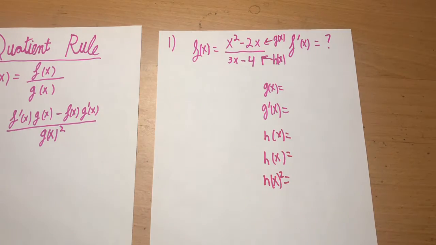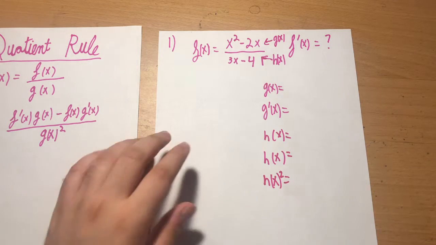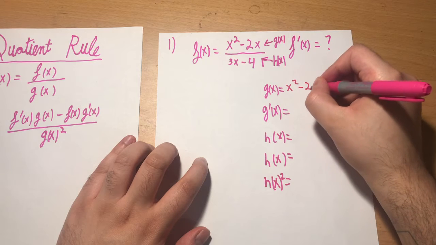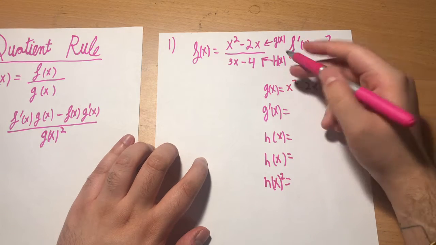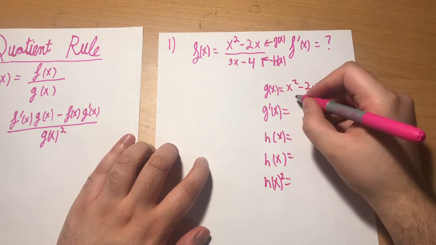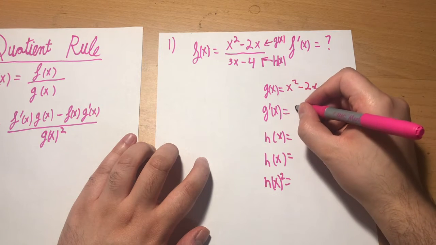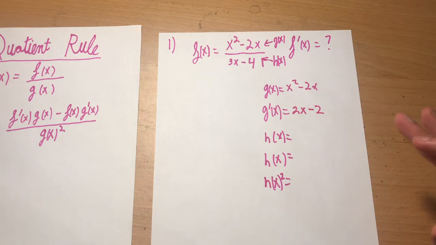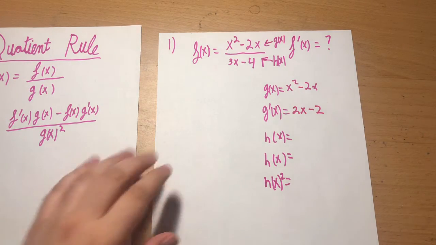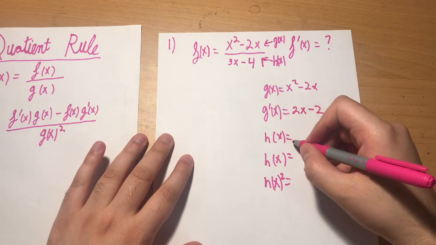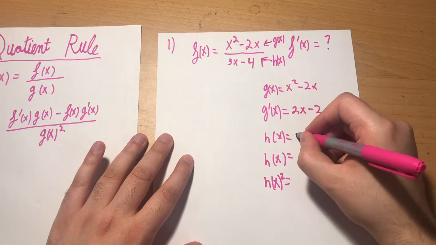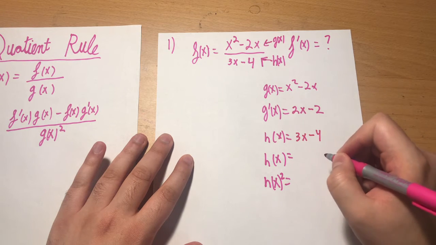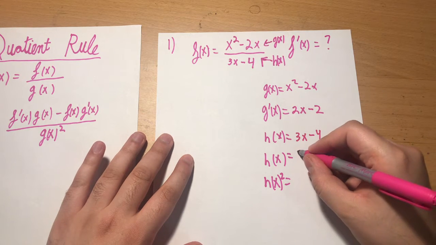Now let's just find each one of these pieces of information. So g of x is our numerator. That's easy to do. x squared minus 2x. The derivative of g of x is easy. We're just using the power rule, right? That's going to be 2x minus 2. You should be familiar with the power rule at this point. So our h of x is our original denominator. So that's 3x minus 4. And the derivative of that is just 3.